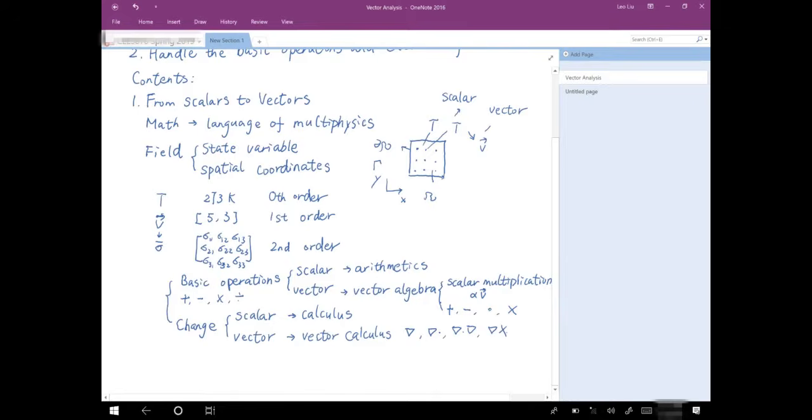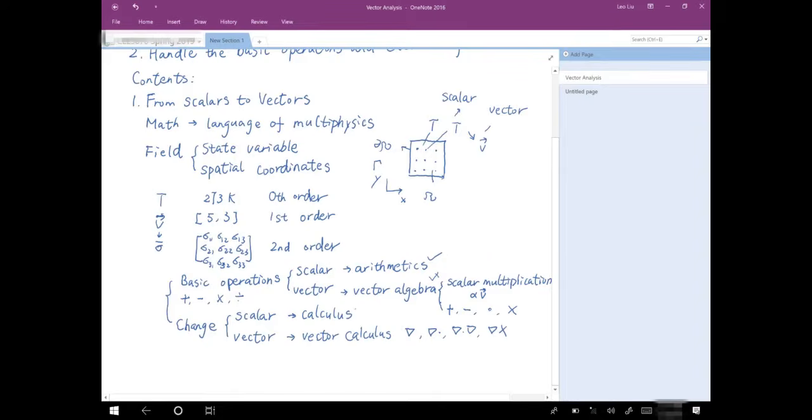Those are the fancy things that you possibly have seen in partial differential equations when we are talking about multiphysics. So we did arithmetic before, right? When we were at elementary school. And for vector algebra, we learned a little bit when we were learning linear algebra. We learned a little bit, but not too much. So we're going to talk about it today.